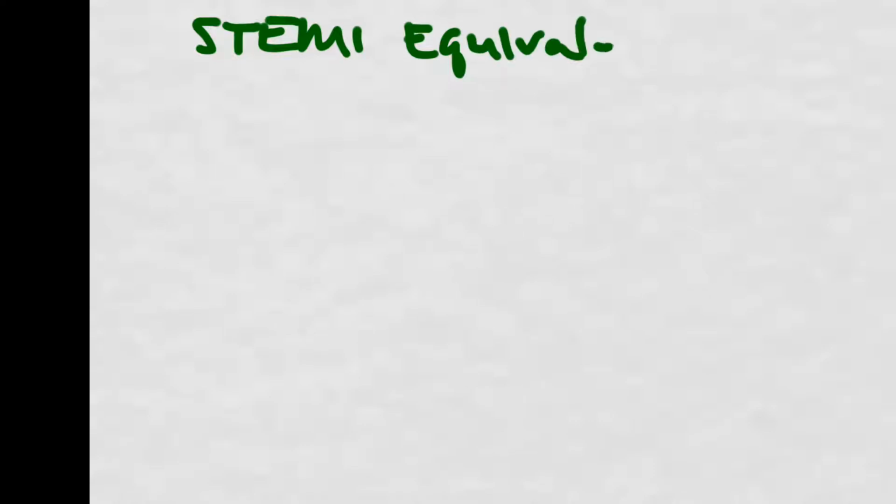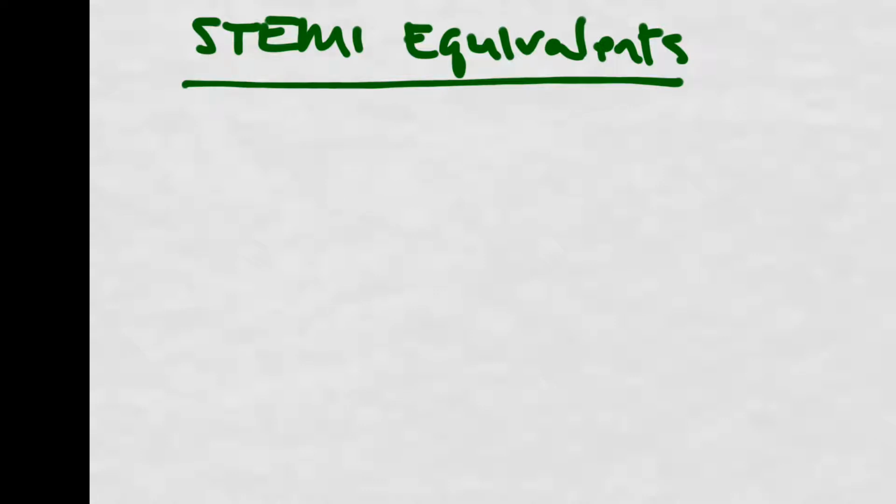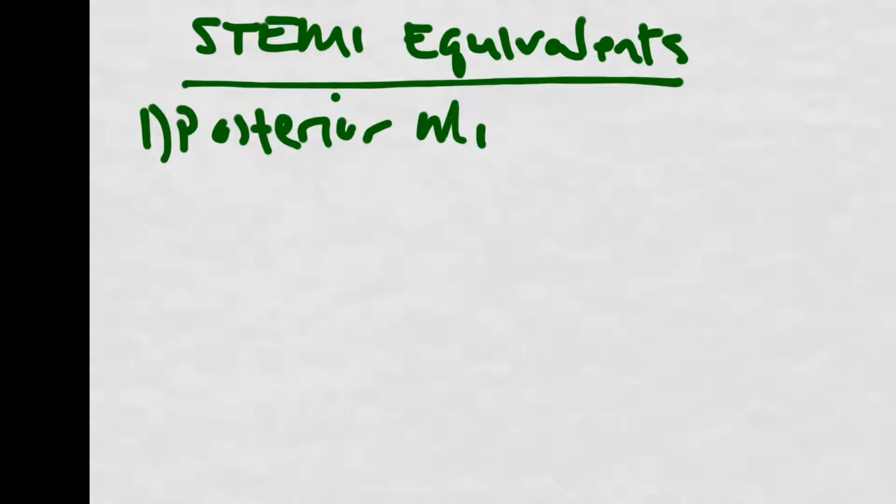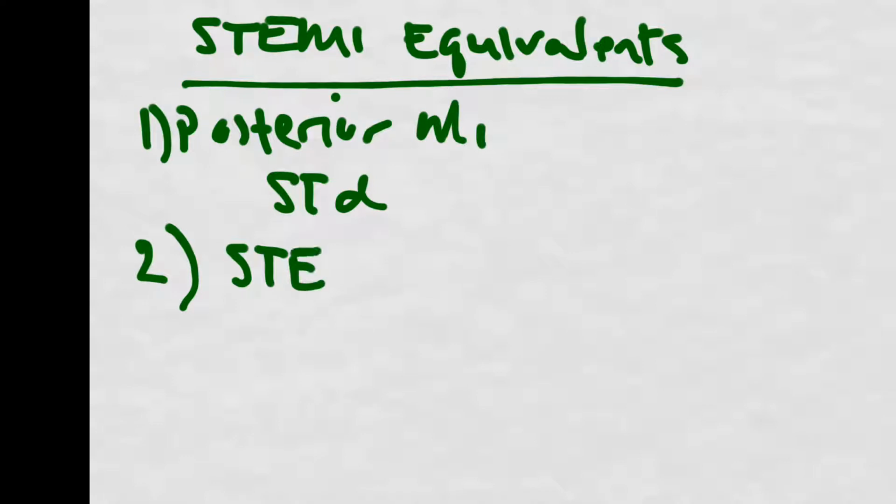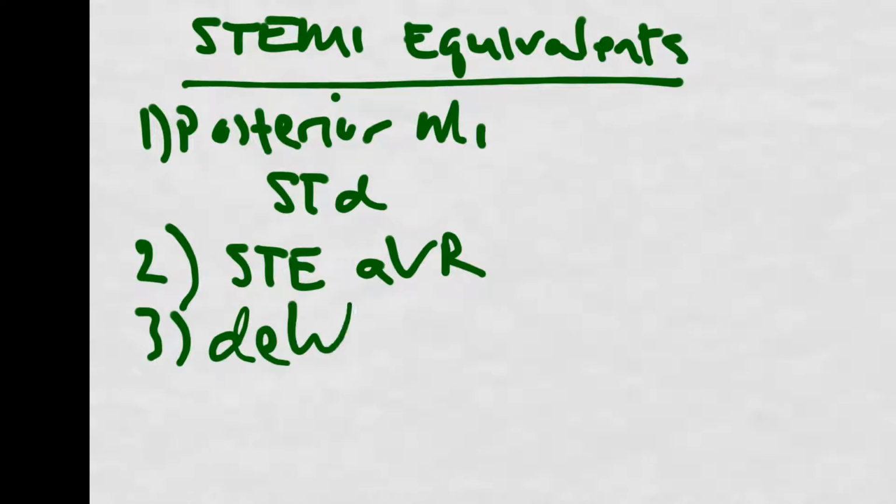To wrap up this lecture, we'll just mention STEMI equivalents. Now, we're not going to go over all of them in detail here in this lecture. We'll have another lecture that you can watch where we will go over them. For posterior MIs, you want to look for deep ST depressions in the anterior leads. The next one would be ST elevations in AVR, which is consistent with occlusion or near occlusion of the left main artery. The third one would be De Winter's T waves.